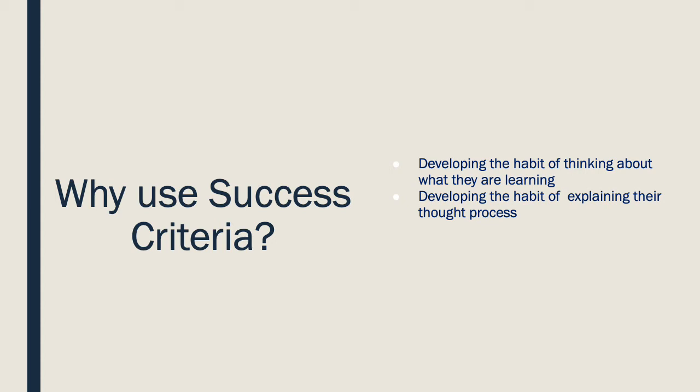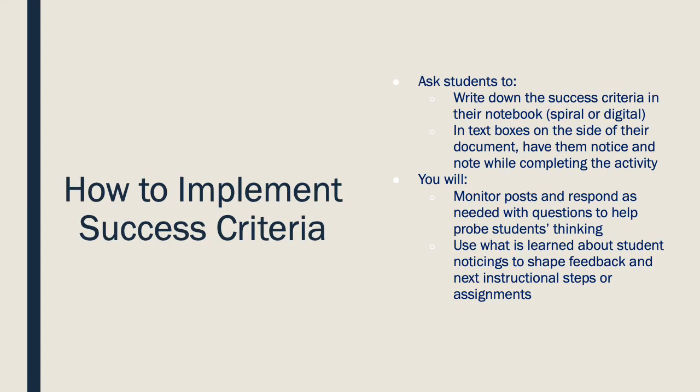Plus, it shows me that my students aren't just spitting back what I've said aloud, but really understanding what they are doing. This use of success criteria will, one, develop the habit of thinking about what they are learning, and two, develop the habit of explaining their thought process. I would love my students to have those habits, but how do I create them? The answer? We clearly state what we want them to do, and then we practice, practice, practice.